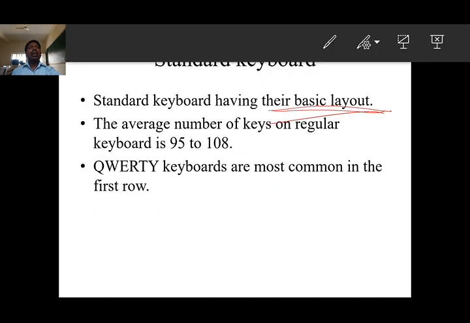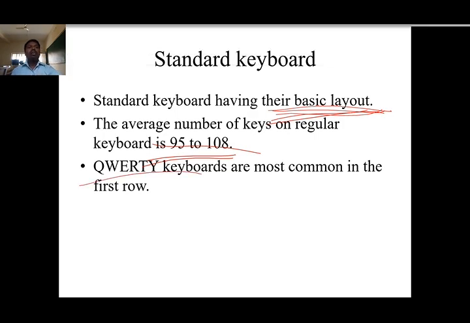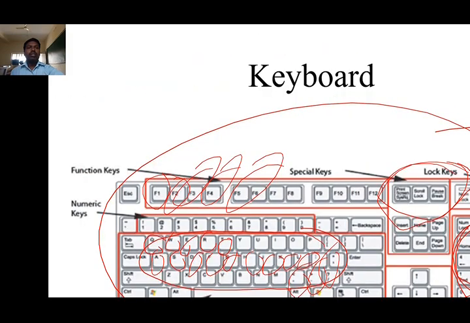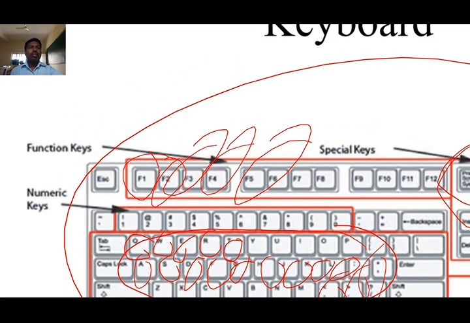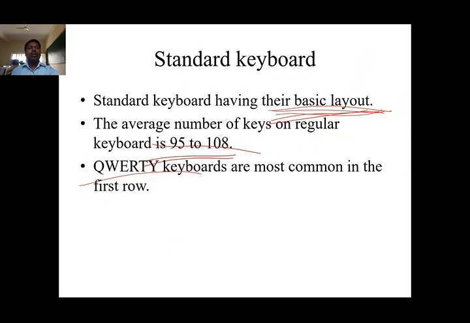So the standard keyboard has the basic layout. The key range is from 95 to 108. The key range will differ from keyboard to keyboard, but the average is 95 to 108. Understand? The keys are commonly arranged in the first row as Q, W, E, R, T, Y, U, I, O, P. You can see it in the keyboard. Like this, the first row is arranged.